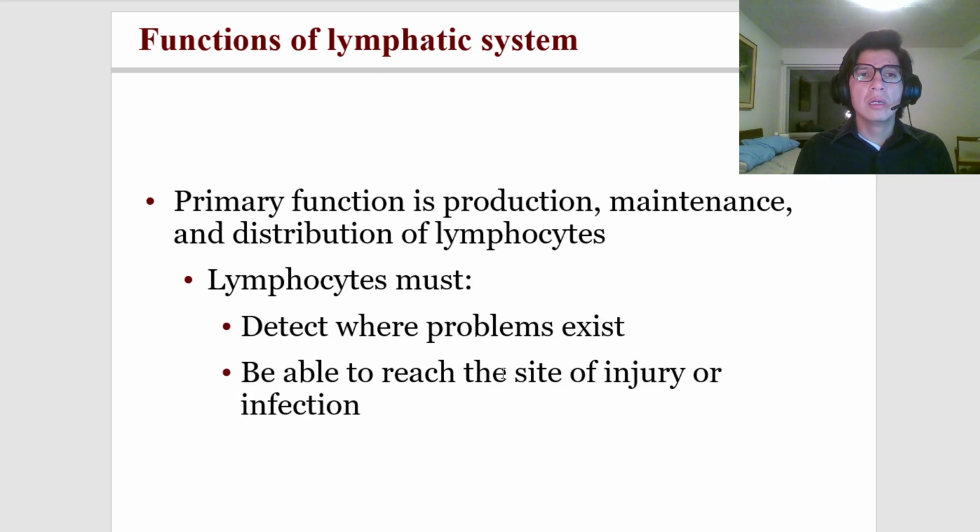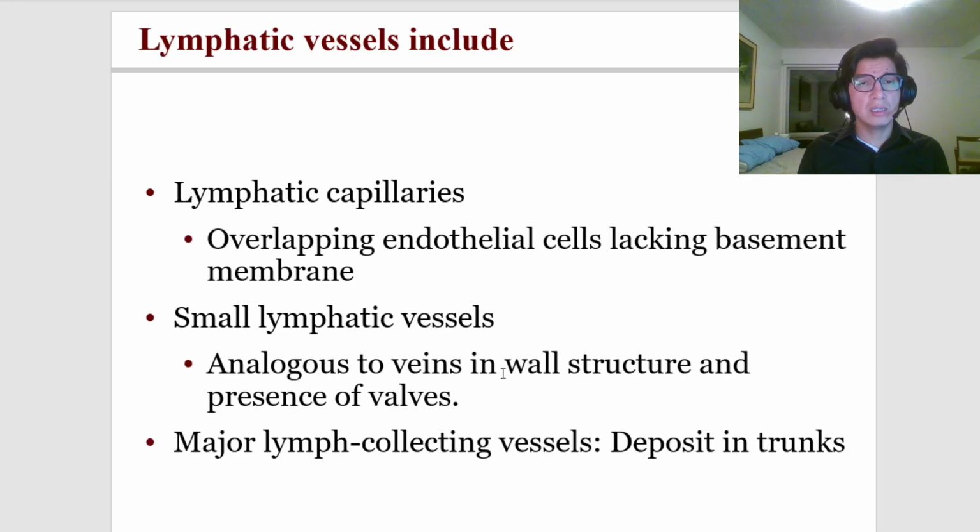Okay. The function of the lymphatic system is that immune function. It not only has to detect the foreign invader, but it has to be able to reach it. A foreign invader can be anywhere in our body, so the lymphatic system has to exist in all places in our body. Usually, the lymphatic vessels and capillaries are associated with our vasculature, our arteries and veins.